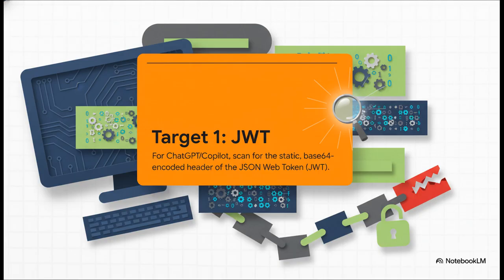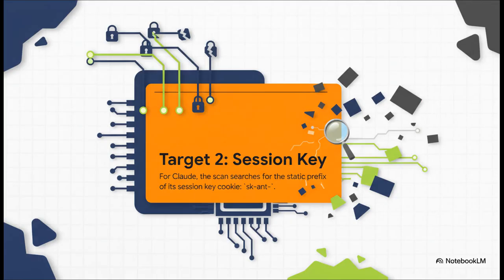The JWT header is a constant for the application, so an actor can scan the process memory for its specific base64 encoded pattern. Claude, on the other hand, uses a session key cookie that has a static prefix, skant. An actor can scan the process memory for this prefix to locate and extract the full session key.